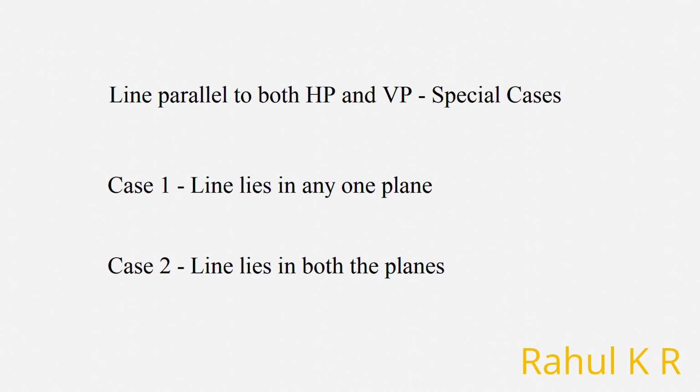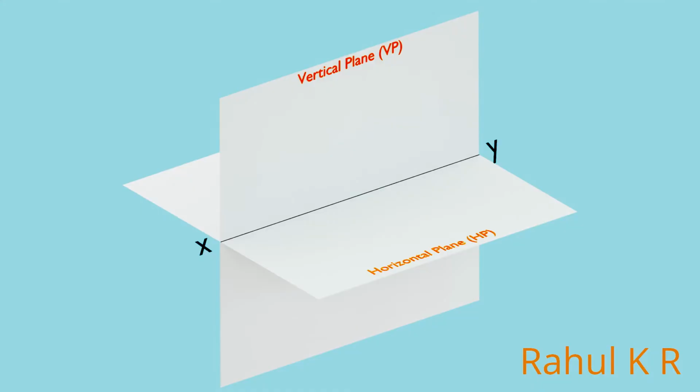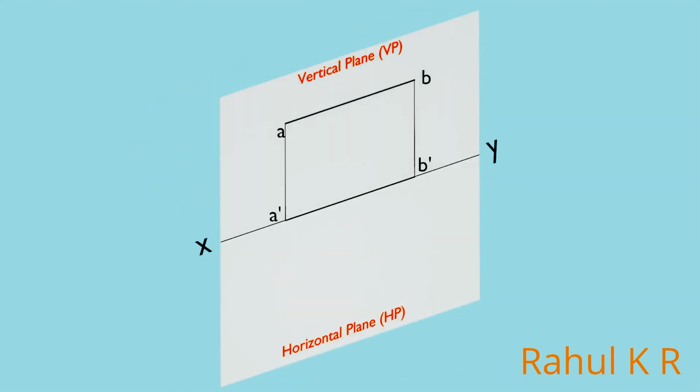Two special cases of line parallel to both the planes can happen. They occur when the line lies in any one plane. The second case is when the line lies in both the planes. For the first case, if the line is parallel to VP and is in HP, its front view will be on XY line. The top view will be either below XY line or above it based on the location of the line in HP. If the line is in front of VP, top view will be below XY line. If the line is behind VP, top view will be above the XY line.